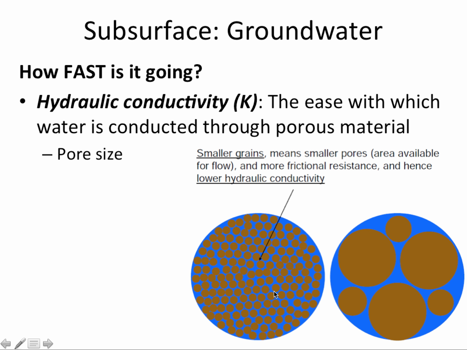Pore size we've talked about a little bit already. You can have small pores if you have small grains, like over here, and if you have small pores, that means you've got a lot of resistance to flow because of higher friction and lower hydraulic conductivity. Over here, with bigger soil particles like a sand, you've got bigger pores, less friction, less resistance, higher hydraulic conductivity. Water moves more easily through that soil.